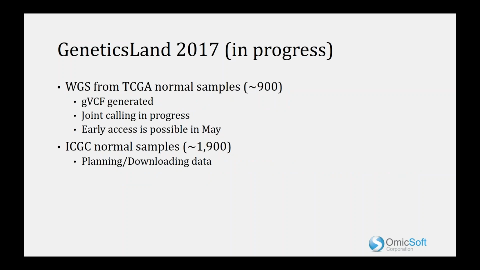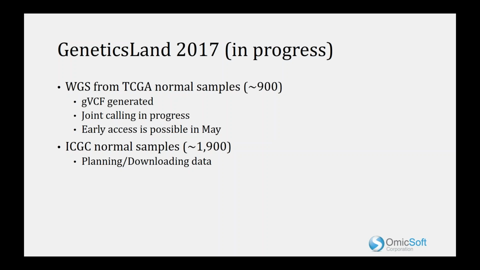And we are working on the whole genome sequencing data. It only has 900 normal samples for the GVCF generation and the joint calling. It's lucky that it's not too many samples for the whole genome. Otherwise, if it were the same sample size, I think we would have to buy a new machine again.